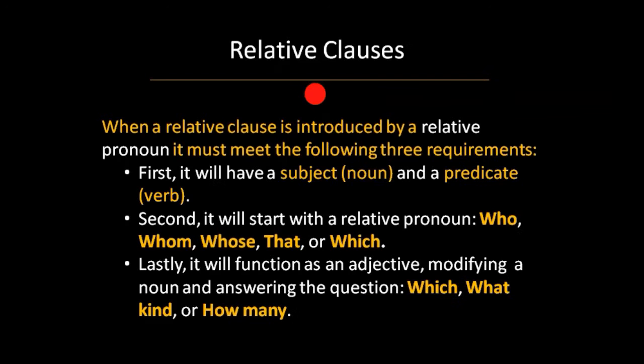When a relative clause is introduced by a relative pronoun, it must meet the following three requirements. First, it will be a clause, so it will have to have a subject, noun, and a predicate, verb. Second, it will start with a relative pronoun: who, whom, whose, that, or which. Lastly, it will function as an adjective, modifying a noun and answering one of the questions which, what kind, or how many.